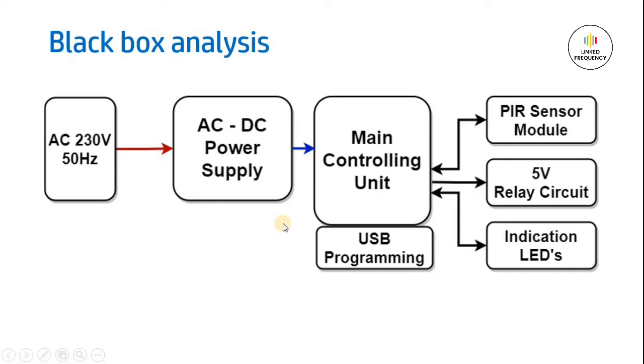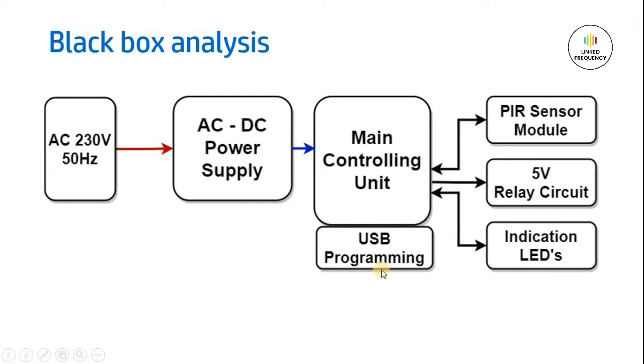We are not using any battery or any kind of storing device here which stores energy, because we do not use this switch when there is no power supply. That's why we are using the AC power supply or AC to DC converter circuit in the middle. Thereafter, we will have a main controlling unit which will control the algorithm or the process of executing the commands based on the PIR sensor module.